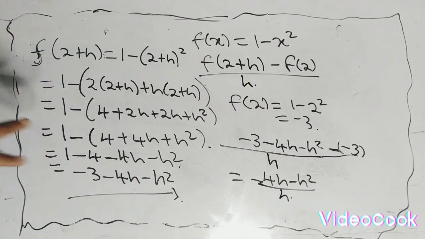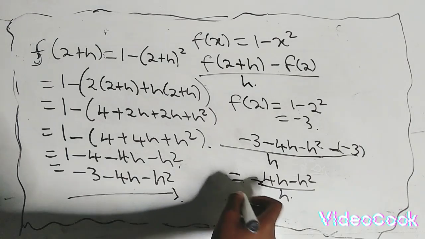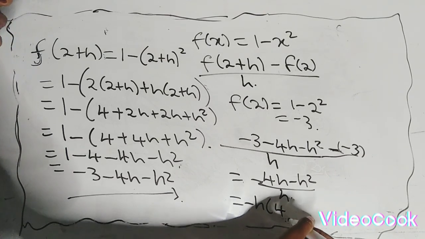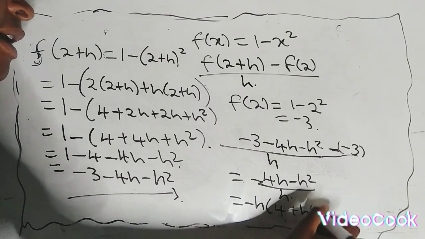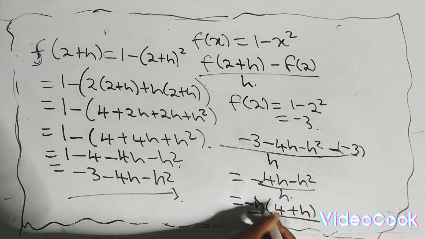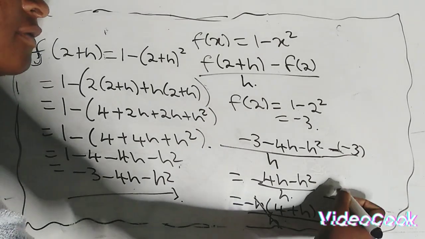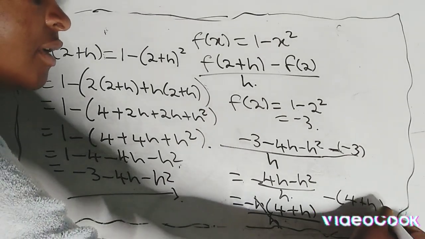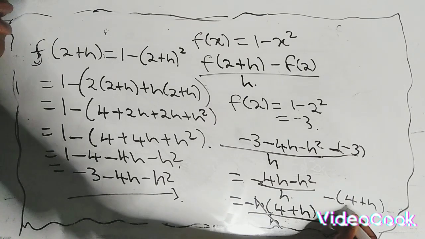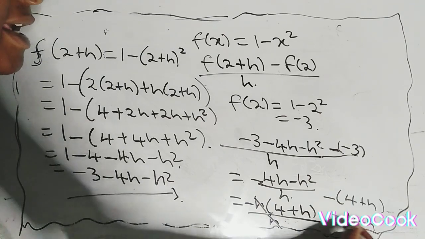I'm sure you can agree with me that minus h is common on our numerator. If I factor out a minus h, I will remain with 4 plus h, all divided by h. The h will cancel out. I will remain with negative, open bracket, 4 plus h, or I can actually write my final solution as minus 4 minus h.